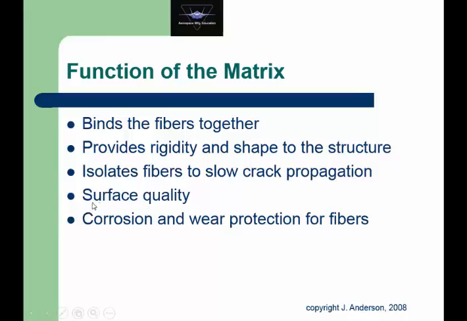The matrix also allows us to get improved surface quality, because we can mold this matrix material smooth on the outside, or we can put the surface of that matrix material against a mold face that we have polished. We can get a very nice, smooth surface on it. It provides corrosion and wear protection for fibers. In other words, it seals the fibers up from the elements.